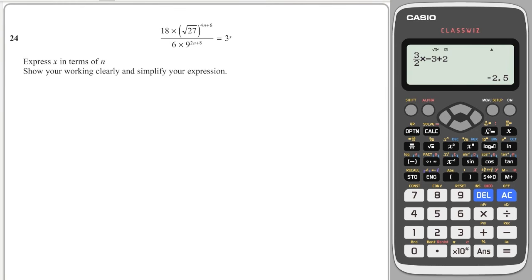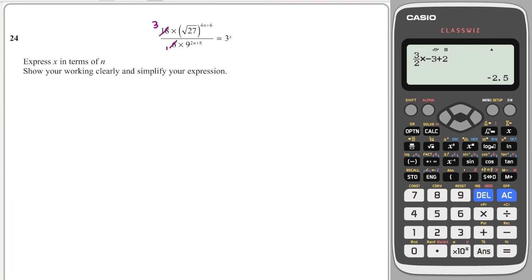And the final question, indices rules here. I can spot already that we've got powers of 3 acting here. So first off, let's divide through, because the whole top line is times by 18, the whole bottom line is times by 6, so we can take a common factor of 6 out. So this becomes 3 and this becomes 1.